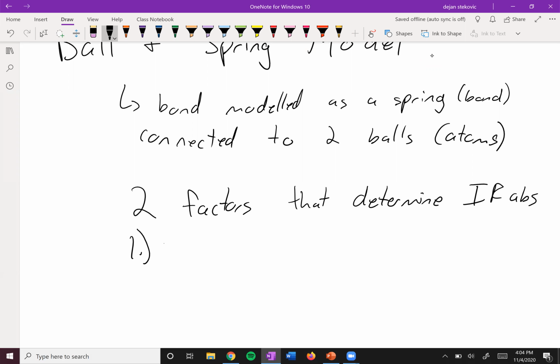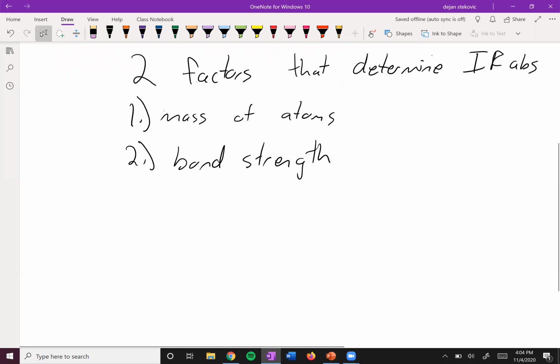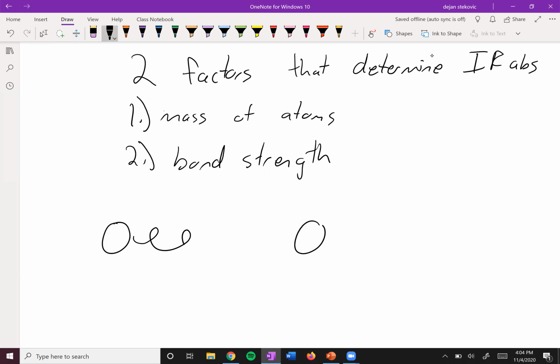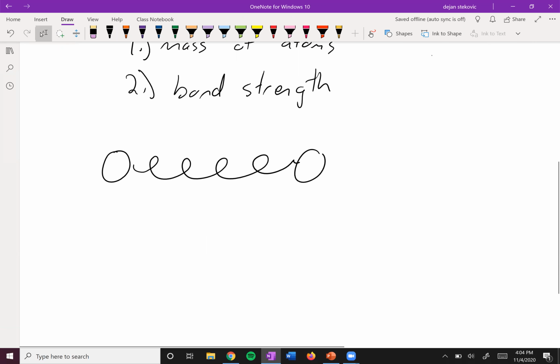The first is going to be the mass of the atoms. And then the second is going to be the bond strength. All right, so if we draw our little ball with our spring, right, that's our model.